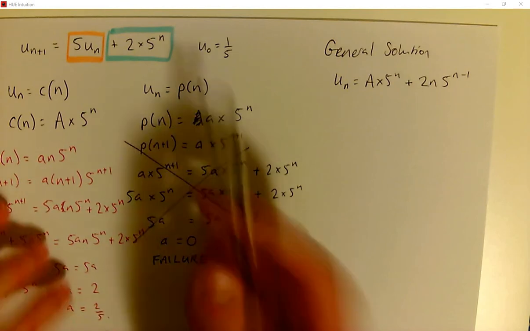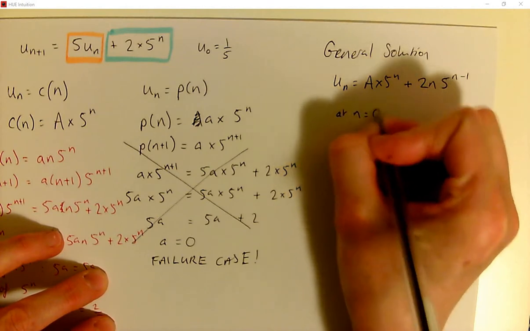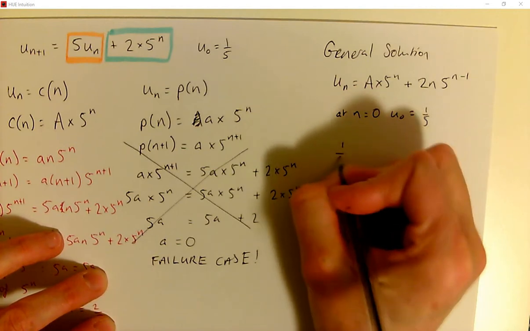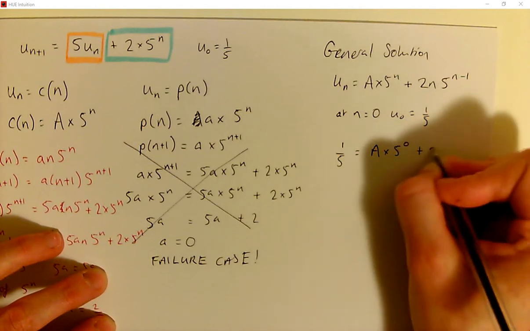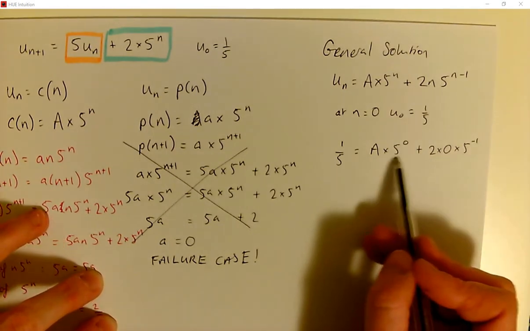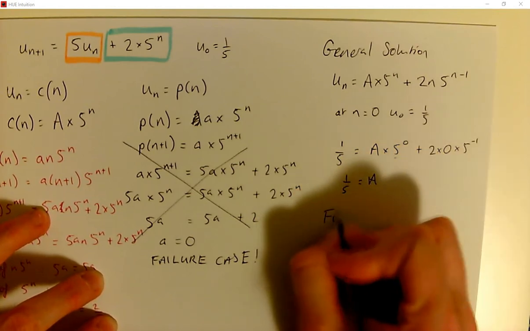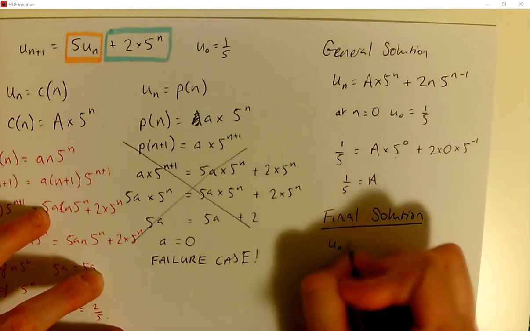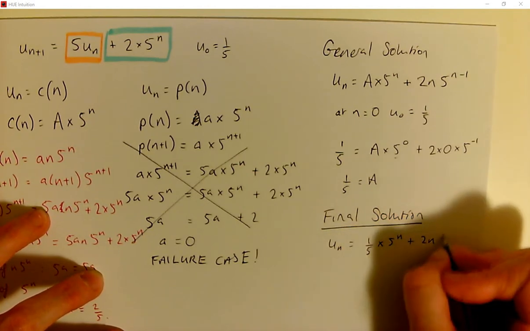And we can use the initial conditions to get our final solution. So when n is 0, u is a fifth, so we pop that in, so we've got 1/5 is equal to a times 5 to the 0 plus 2 times 0, 5 to the minus 1. So this term becomes 0, the 5 to 0 is 1, so that means a is 1/5. So the final solution is going to be un is 1/5 times 5 to the n plus 2n, 5 to the n minus 1.